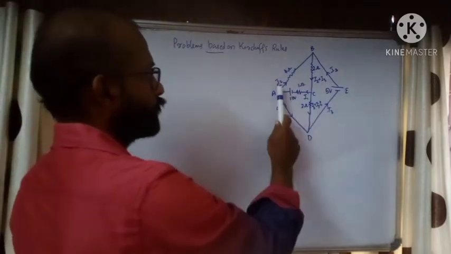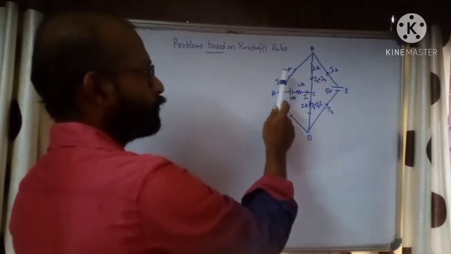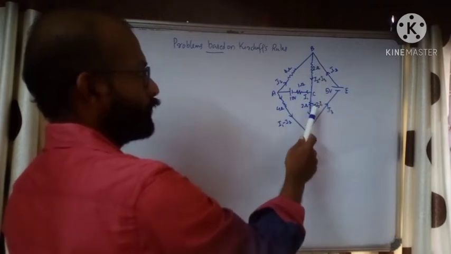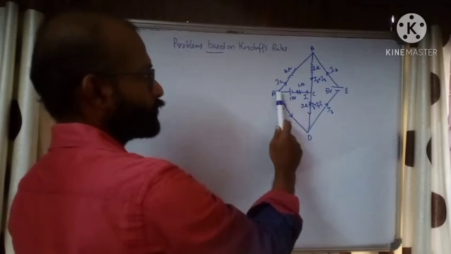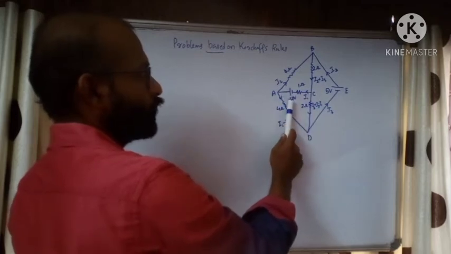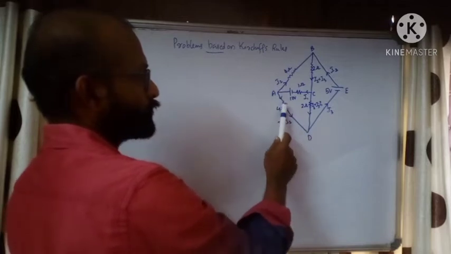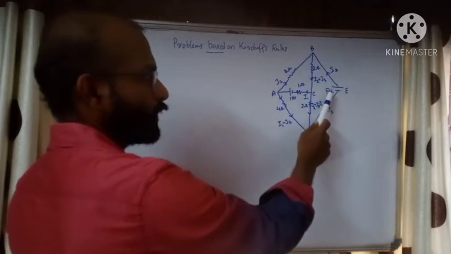It's a closed network. Across A and B we have a resistor of 4 ohm. Across B and D we have two resistors, 2 ohm and 2 ohm, like this. Across A and C, at the midpoint, we have a 10 volt cell and another resistor of 1 ohm. Between A and D, we have another resistor of 4 ohms. Between B and D, we have connected one more cell of 5 volt.